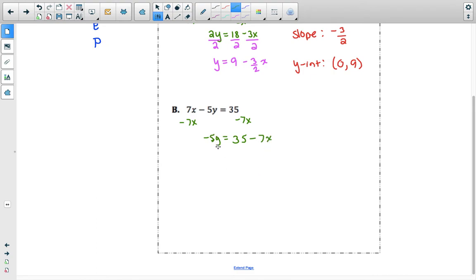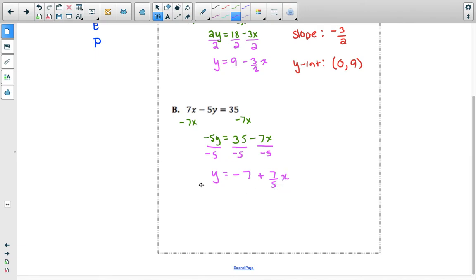Now that I have the y being only multiplied to a number, we can divide to do the inverse of multiplication. We're going to divide everything by whatever is multiplied to the y. Negative 5 is being multiplied to the y, so we divide everything by negative 5. Negative 5y divided by negative 5 is a positive 1y, so that's y equals. Positive 35 divided by negative 5 is negative 7. A negative 7x divided by a negative 5 is a positive 7/5 x.